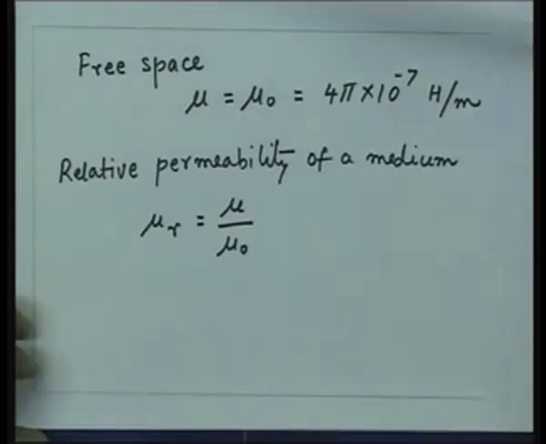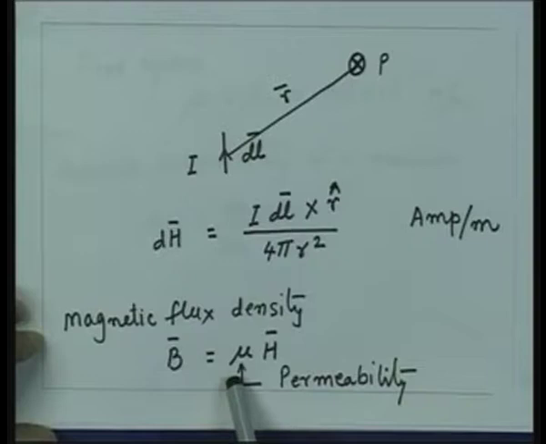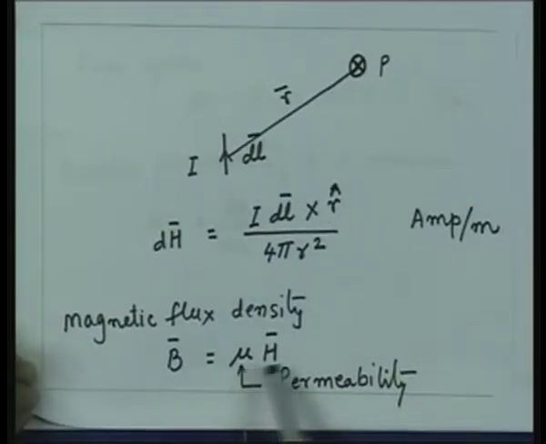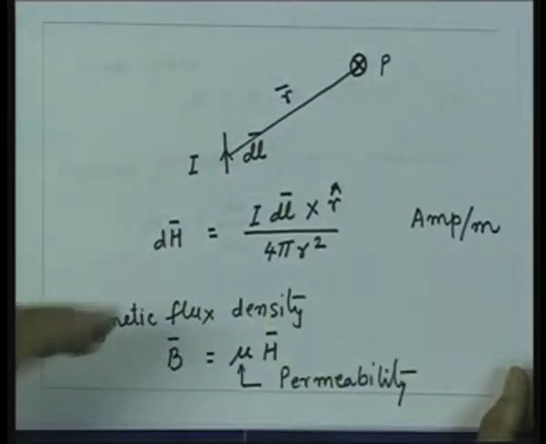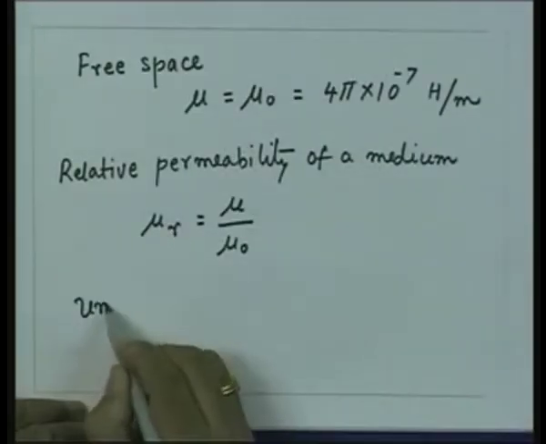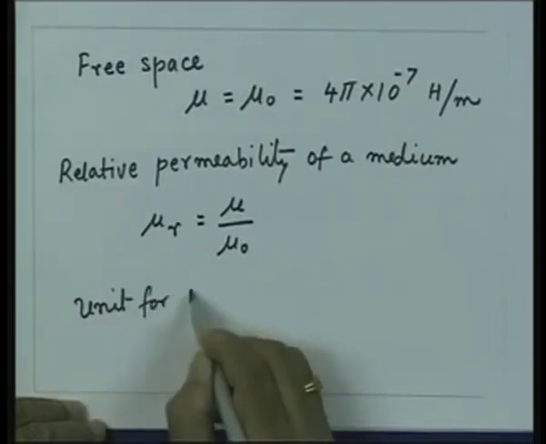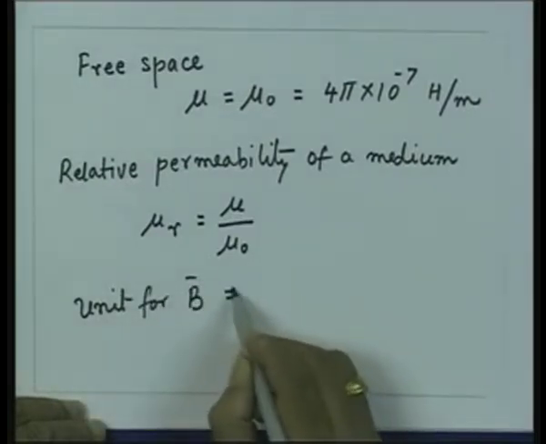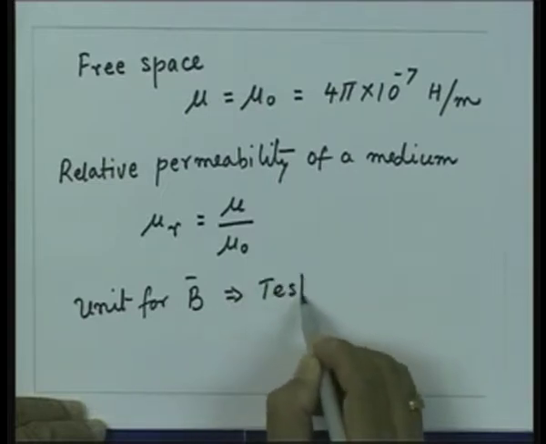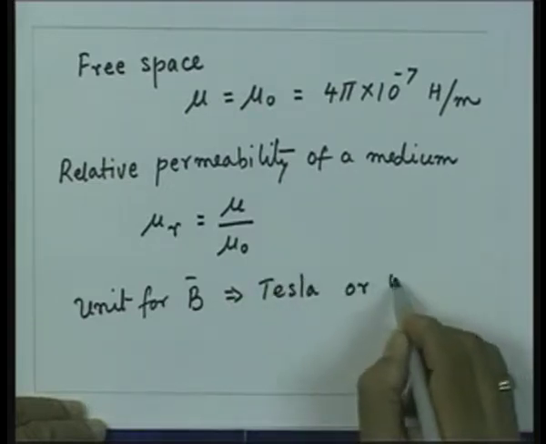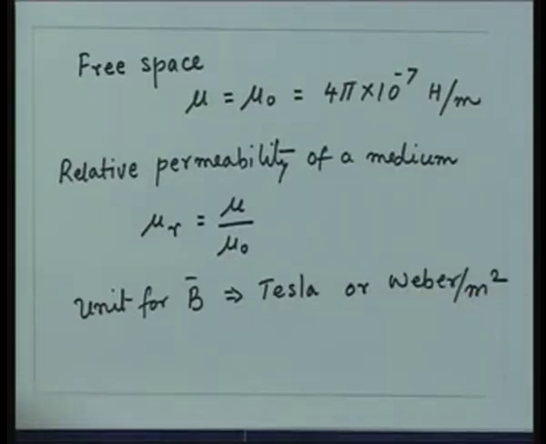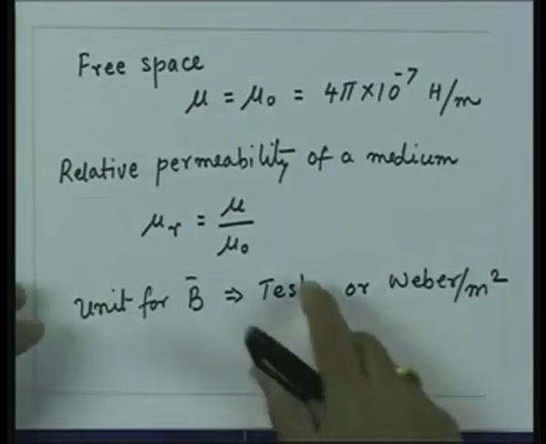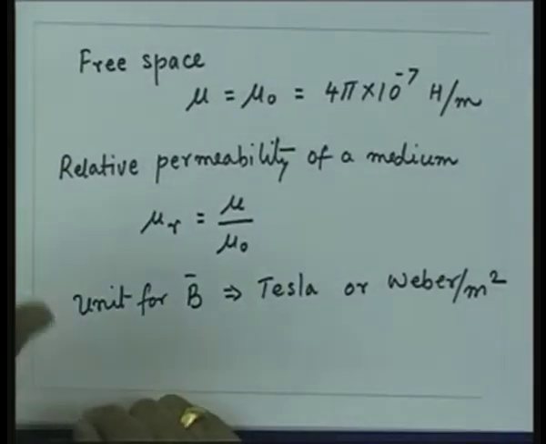So, the magnetic flux density at any location B is related to the permeability of the medium and the magnetic field strength, which is related to the current which is producing that. The unit for B is Tesla, or more commonly used is Weber per meter square. So, essentially this quantity B tells you the density of the magnetic lines of force at a particular location.